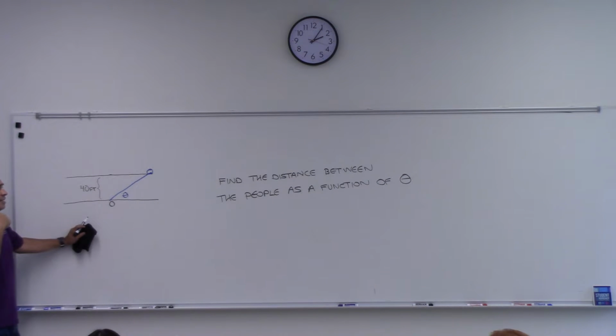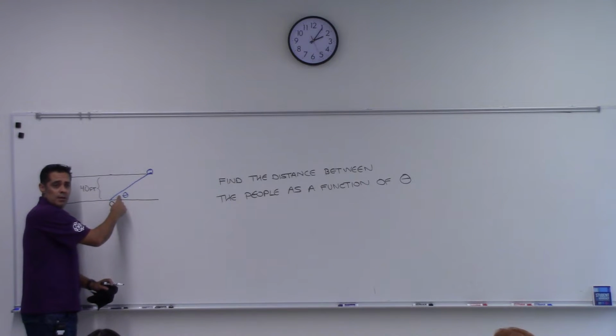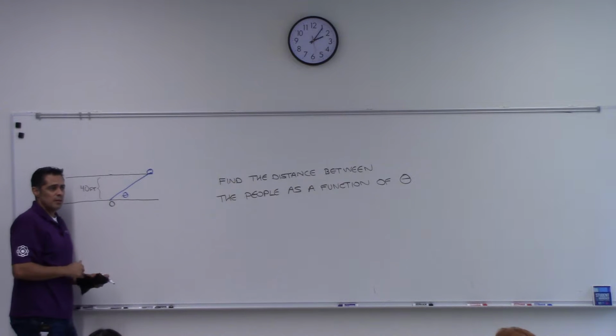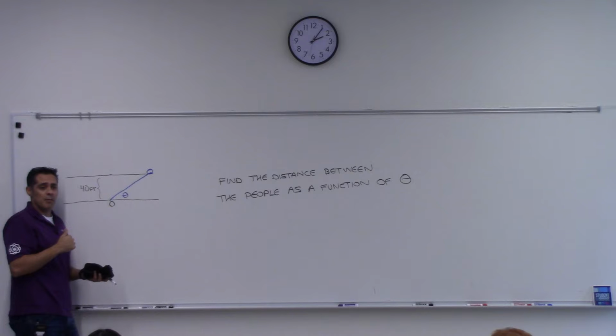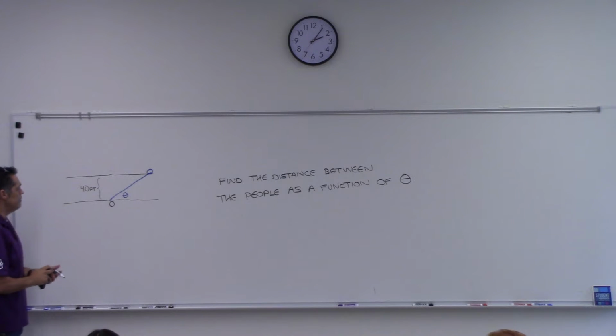Find the distance from me to that person as a function of theta. In other words, I give you the angle, you give me the distance. Make sense? Like if I tell you this is 20 degrees, you should be able to tell me how far away we are. Yes? Okay, so what do we know?